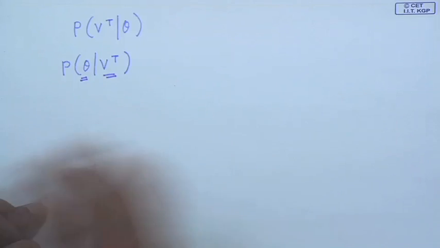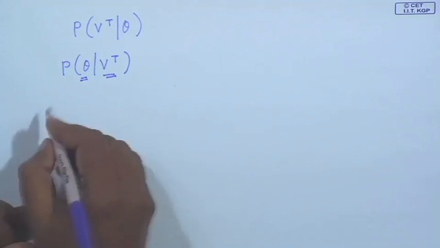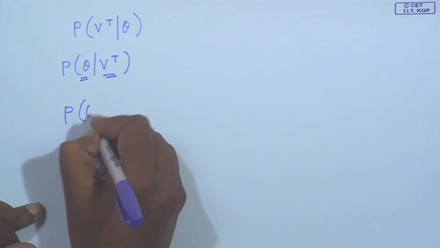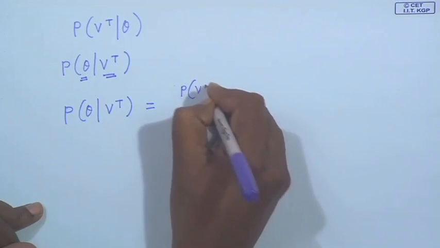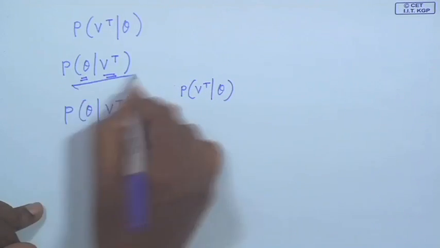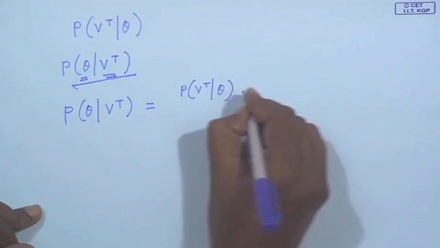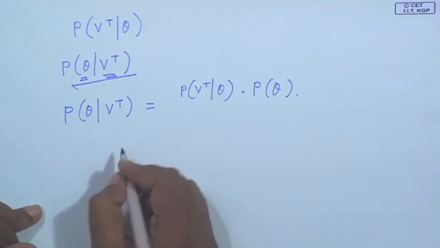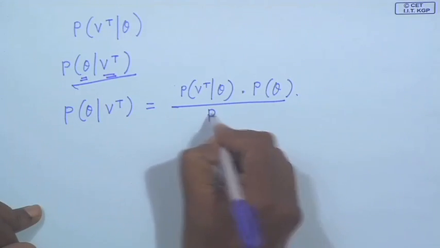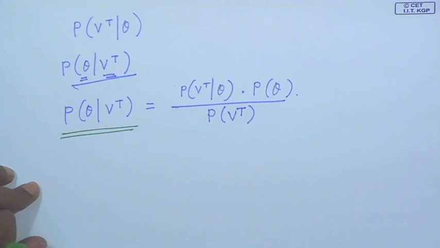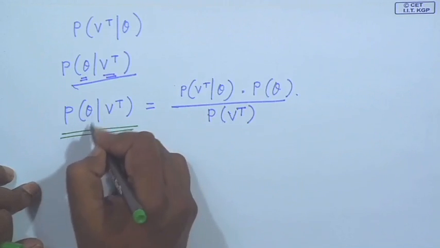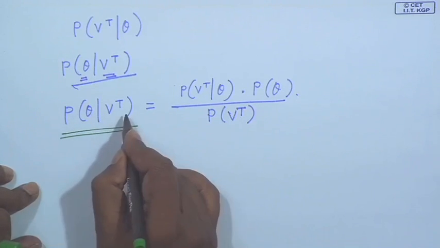So, here again we can apply the Bayes rule. P of theta given V t can be taken as P of V t given theta, which is nothing but this quantity, multiplied by P of theta, which is the a priori probability, upon the probability of this sequence V t irrespective of the models. And once we have this quantity P of theta given V t, then I can use this quantity for classification.